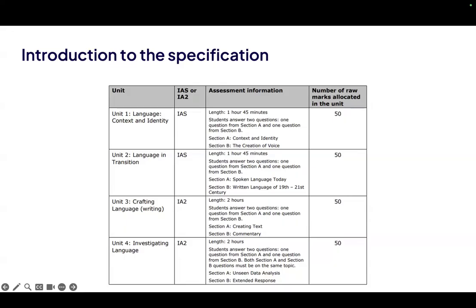So we've already looked at language, context and identity, which was Paper 1. And then also last week, I looked at paper 2, language in transition in the presentation. And today for this presentation, we're focusing on paper 3, which is crafting language. This is the writing paper. A lot of students actually like this paper because this is where they get to shine. This is where they can show their knowledge, show their skill, and the second part, section B, then gives them a chance to analyse what they have written rather than what somebody else has written.